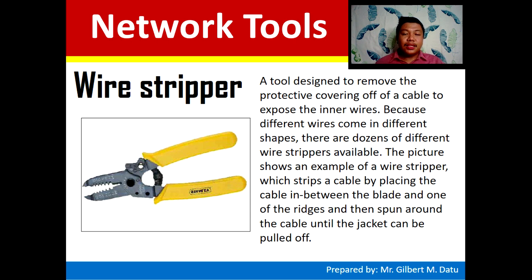The picture shows an example of a wire stripper which strips a cable by placing the cable in between the blade of one ridge and then spinning it around the cable until the jacket can be pulled off. So, tinatanggal niya yung outer covering para makita natin yung copper. It depends upon the length of your needs na copper.